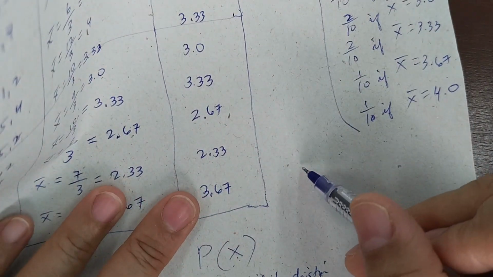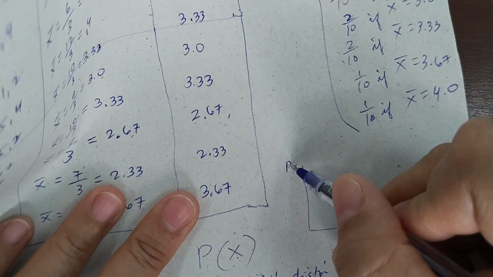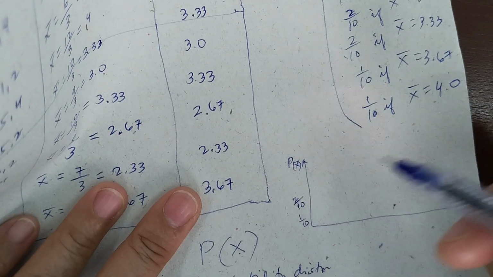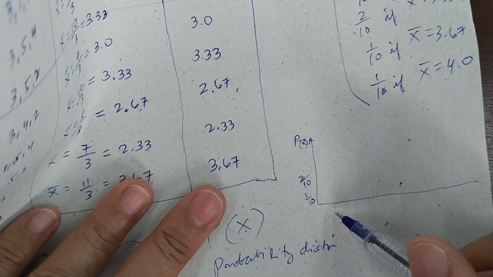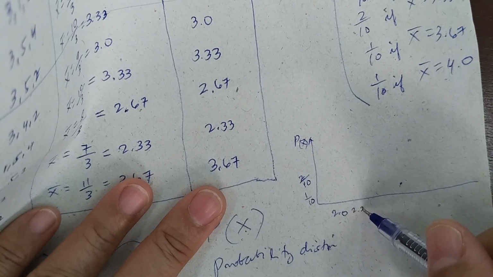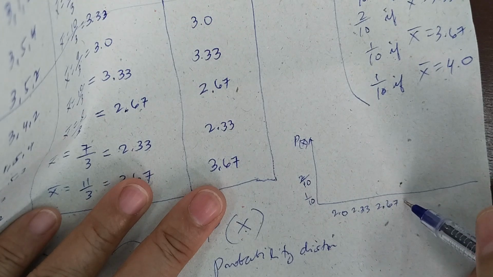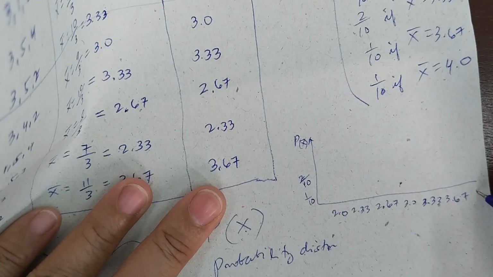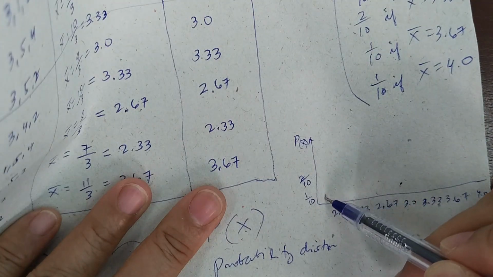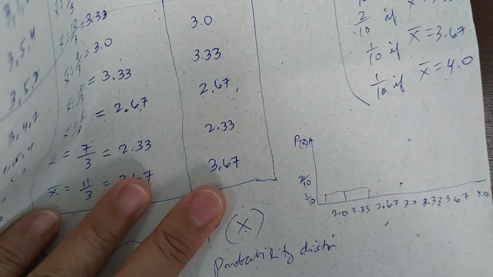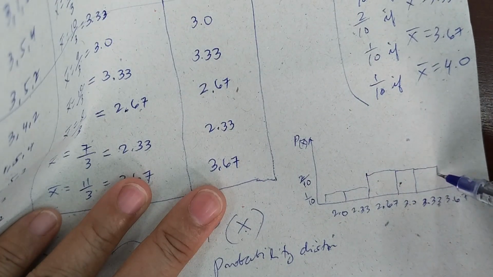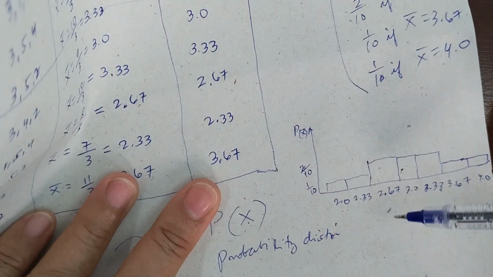Okay, let's try to create a graph out of this, because this is the probability distribution of X bar. So we have 1 over 10, 2 over 10. The values of X bar are 2.0, 2.33, 2.67, 3.0, 3.33, 3.67, and 4.0. The probabilities are 1 over 10, 1 over 10, 2 over 10, 2 over 10, 2 over 10, then 1 over 10, 1 over 10. Now, you see that? This is symmetric.